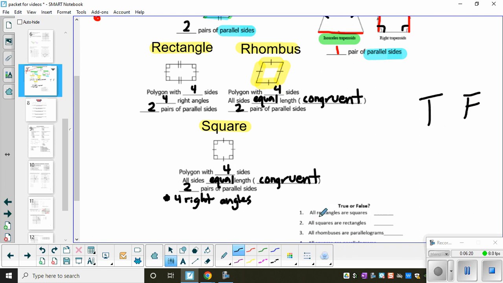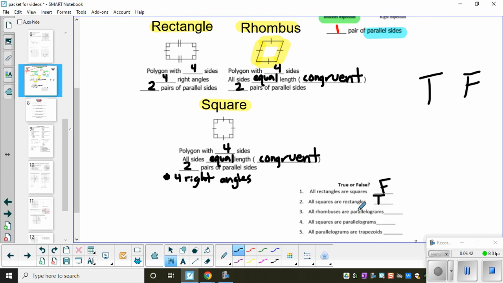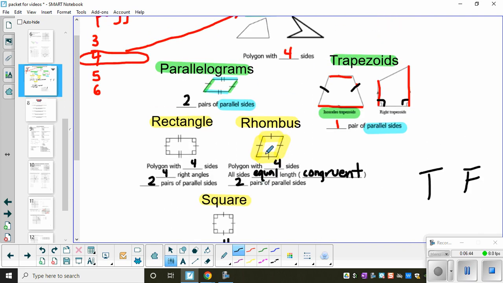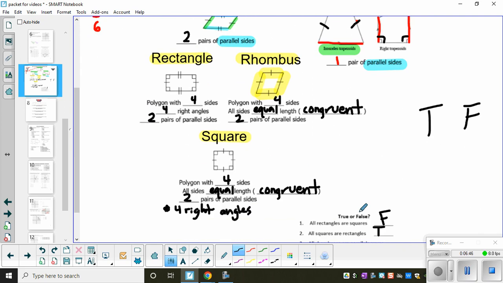Okay? So let's look at the first one here. Are all rectangles squares? Is this word below this one? Nope. So false. If it's under it, it's true. Okay? Are all squares rectangles? This shape is under this one, so that's true. All squares are a type of this. All right, are all rhombuses a type of parallelogram? Okay, is this word under this one? It sure is, so true.